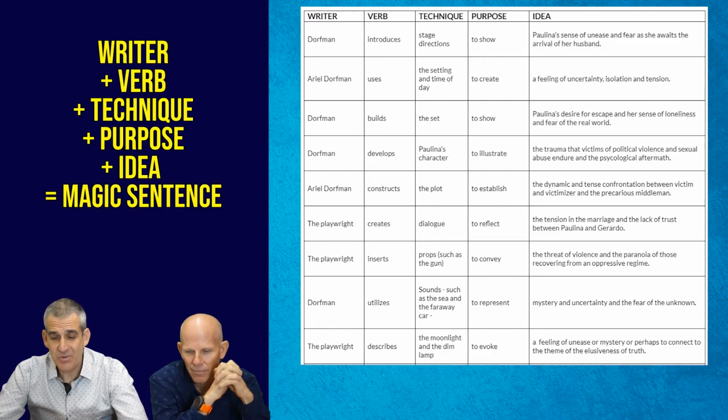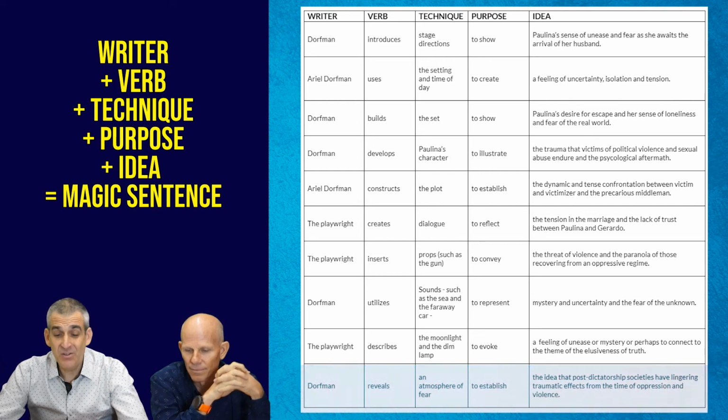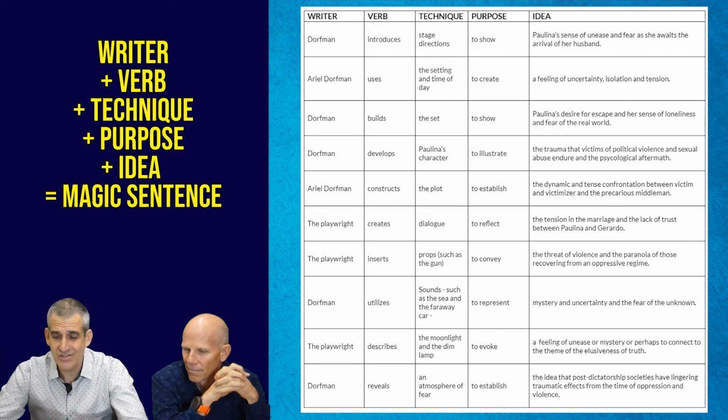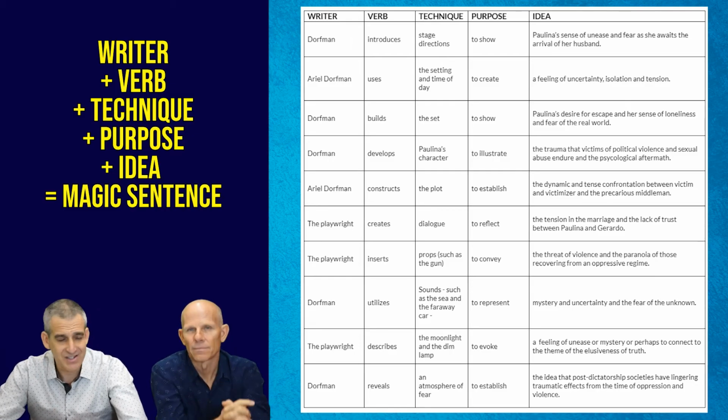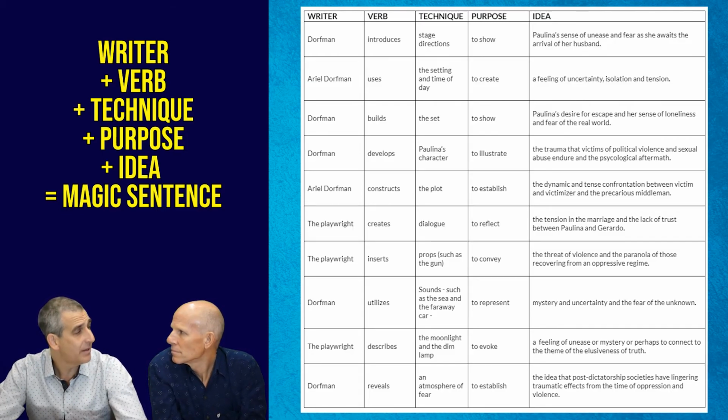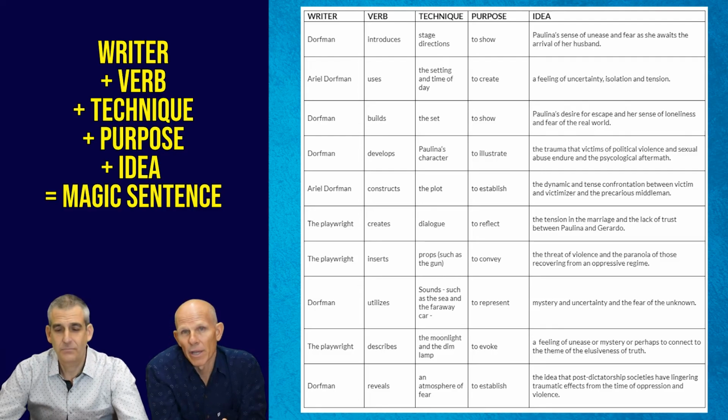Last one I want to do, Giles, I want to try atmosphere, okay? Dorfman reveals an atmosphere of fear to establish the idea that post-dictatorship societies have lingering traumatic effects from a time of oppression and violence. I'll tell you what I love about this, Giles, is that idea of post-dictatorship societies. I think we've really narrowed down a specific context, and I think that's a really specific and analytical sentence to look at.